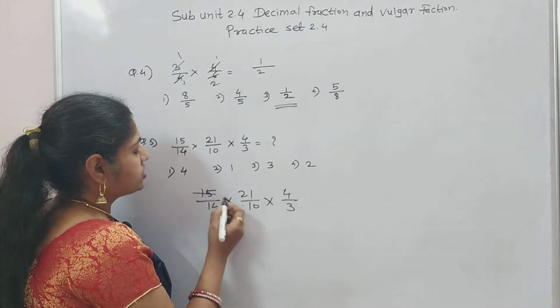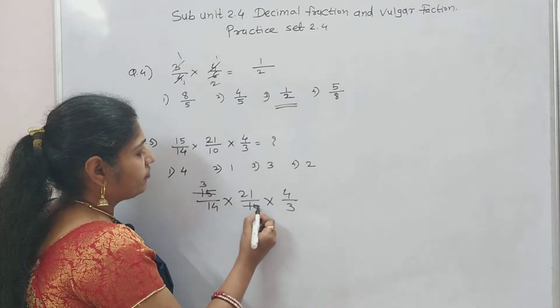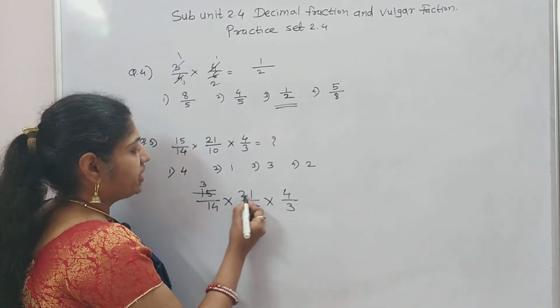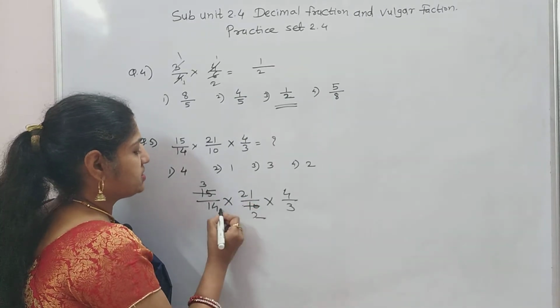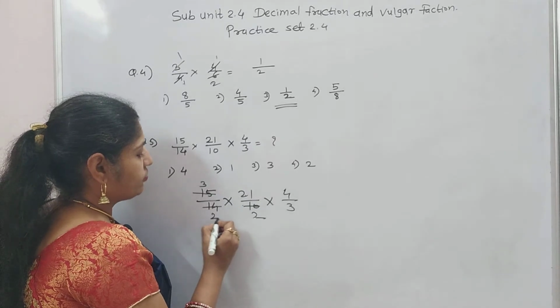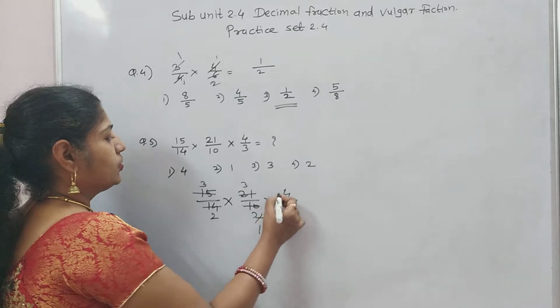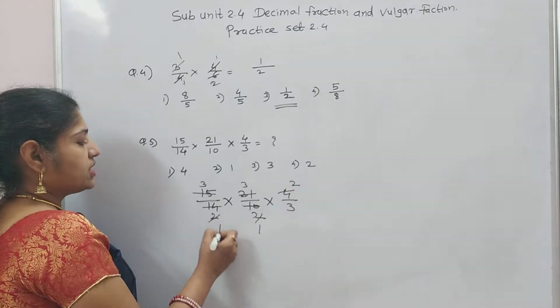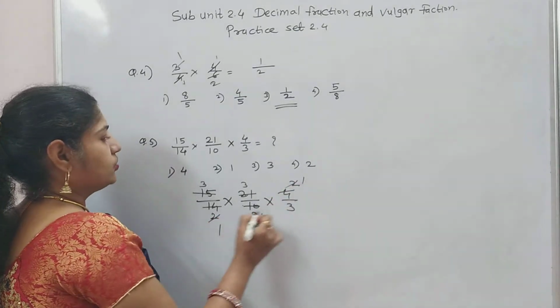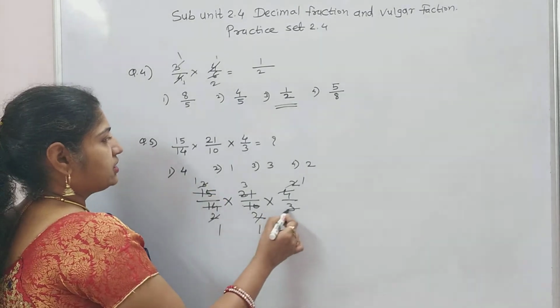15 and 10 are in 5's table. 5 3s are 15, 5 2s are 10. 14 and 21 are in 7th table. 7 2s are 14, 7 3s are 21. 2 1s are 2, 2 2s are 4. 2 1s are 2, 2 1s are 2. 3 1s are 3, 3 1s are 3.